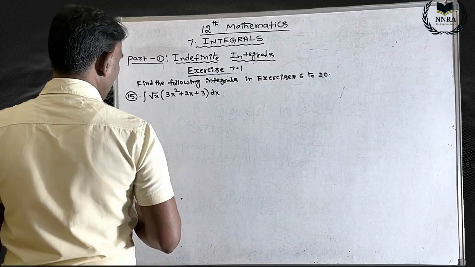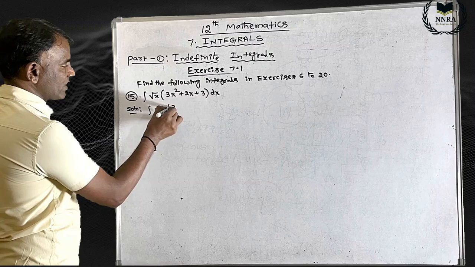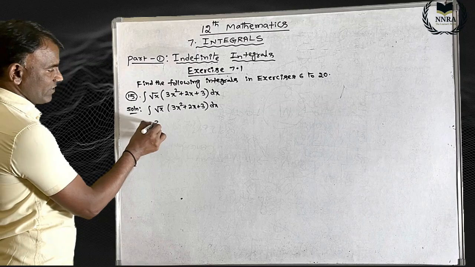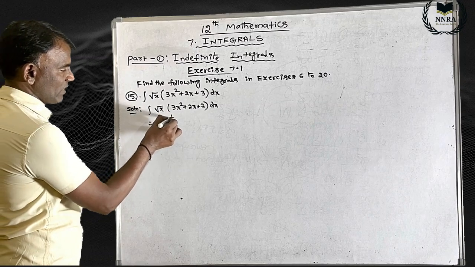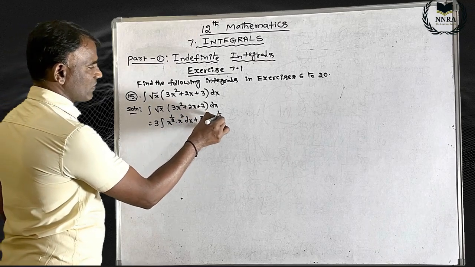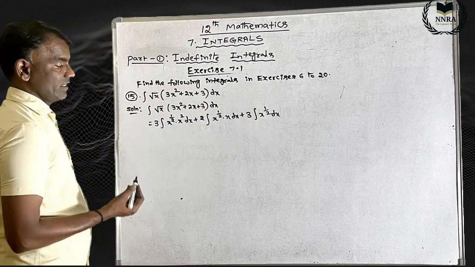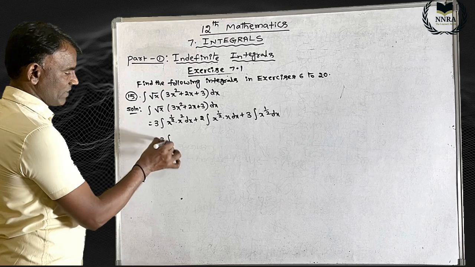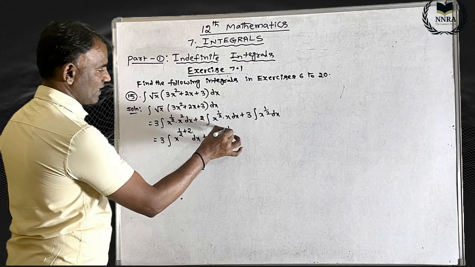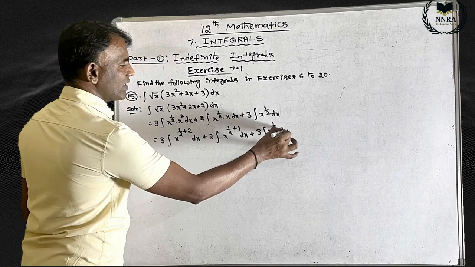Okay, now question number 15. So what is the given value here? Square root of x into 3x square plus 2x plus 3 into dx, right? So 3 constant and root x means x power 1 by 2 into x square dx, and 2 into integral x power 1 by 2 into x into dx, and 3 integral x power 1 by 2 into dx. So a power m into a power n can be written as a power m plus n, right? And here 1 by 2 plus 1 into dx. So it is 3 into x power 1 by 2 into dx.